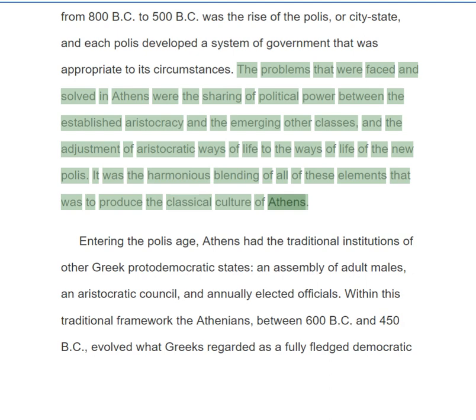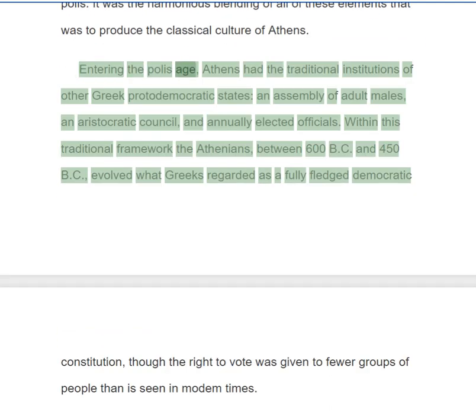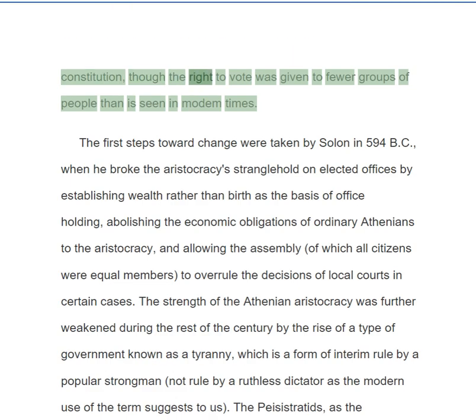of Athens. Entering the polis age, Athens had the traditional institutions of other Greek proto-democratic states: an assembly of adult males, an aristocratic council, and annually elected officials. Within this traditional framework, the Athenians, between 600 BC and 450 BC, evolved what Greeks regarded as a fully fledged democratic constitution, though the right to vote was given to fewer groups of people than is seen in modern times.